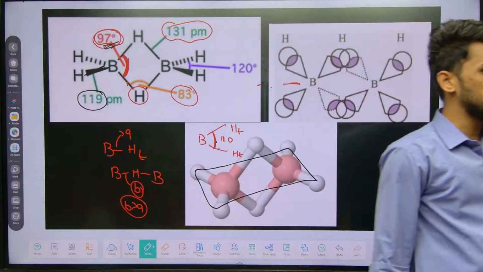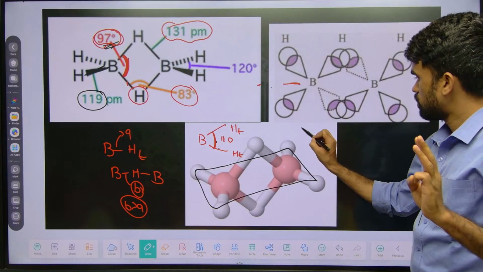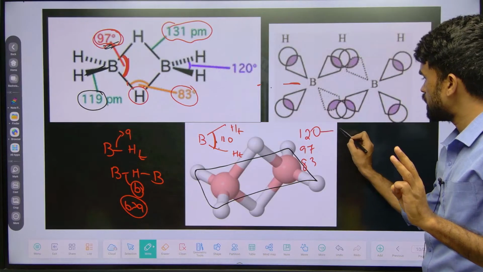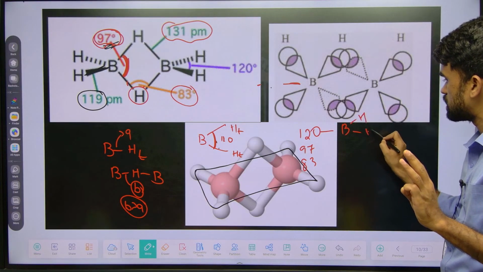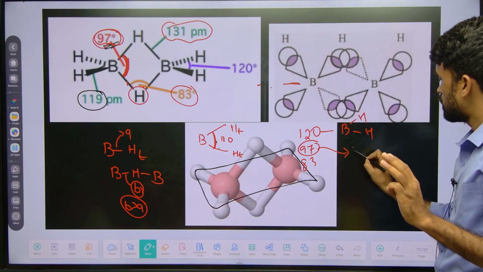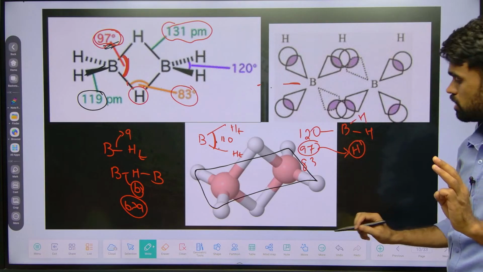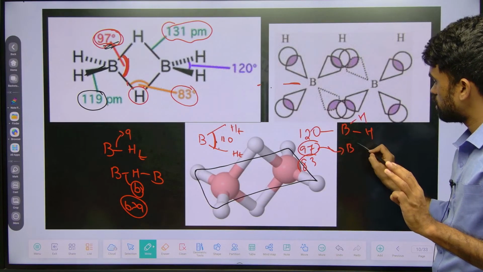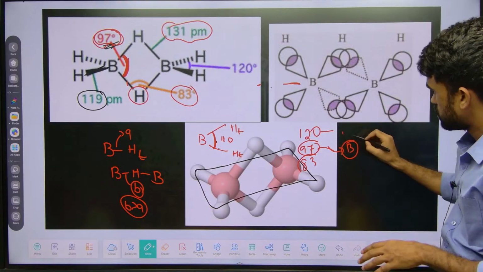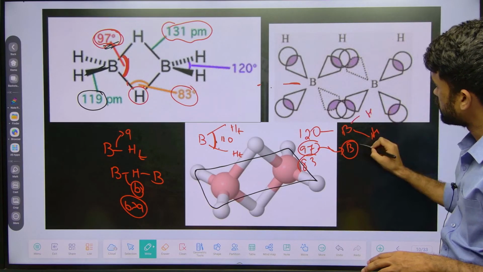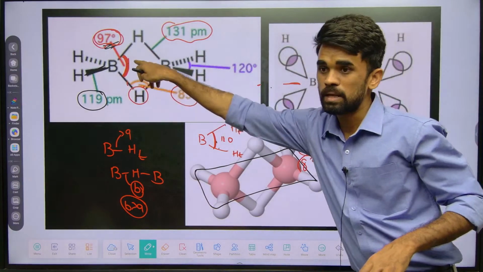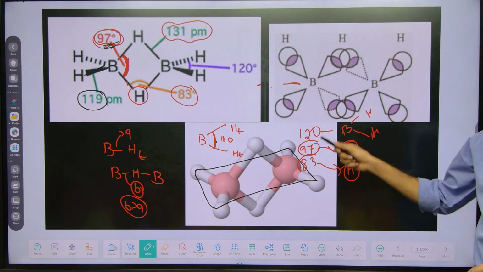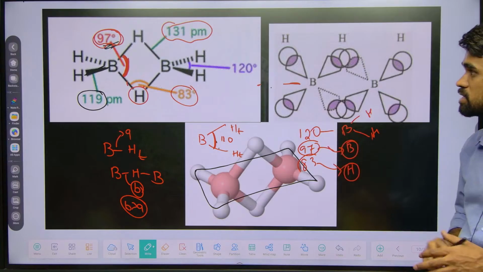What are the three angles we are seeing? 120, 97, 83. 120 at the terminal BH, 97 at the, yeah, this is perfect. This is outside, this one inside. Inside means here. Okay, and what about this one? At the hydrogen. Okay, three angles. Try to remember them. I will show you the question on this.